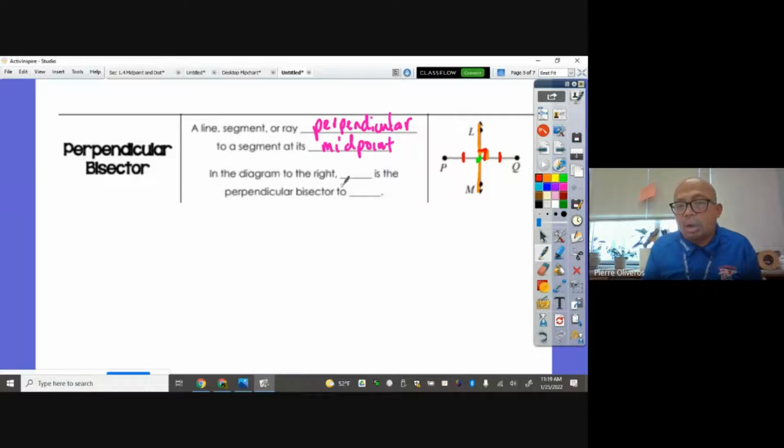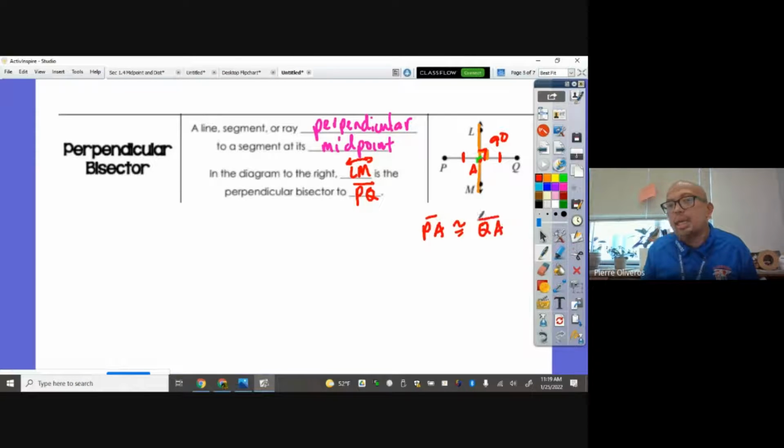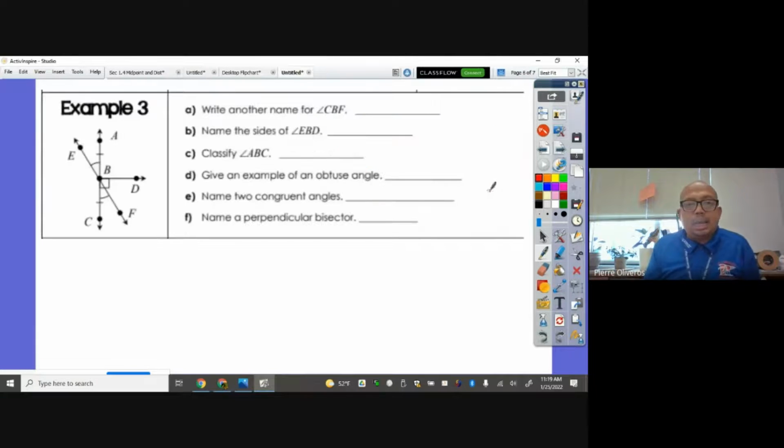In the diagram to the right, line LM is the perpendicular bisector of segment PQ. Okay, so if that's true, then we know that this measures 90, and then we know that P, the midpoint, let's say that's A there, PA is going to be congruent to QA, because it's a bisector. All right, let's try this example here.